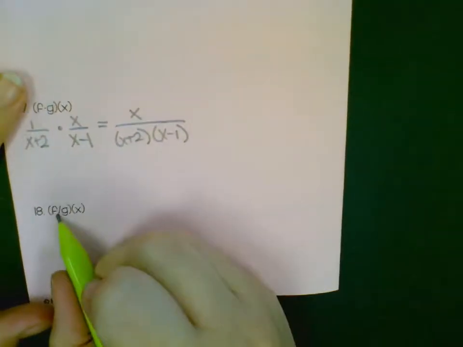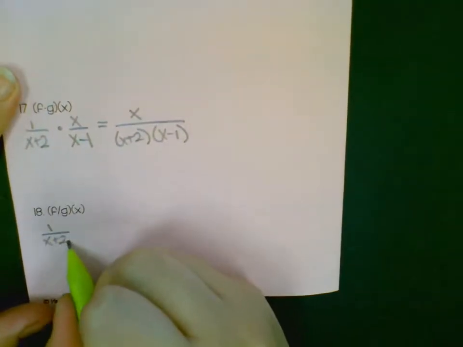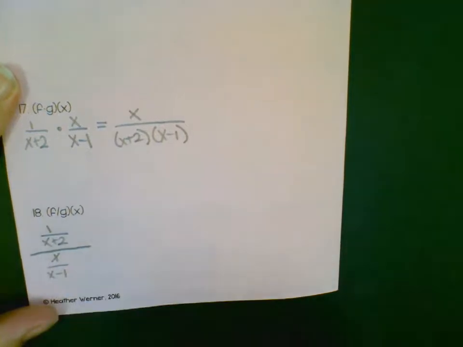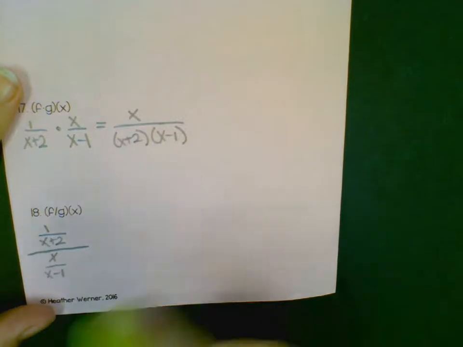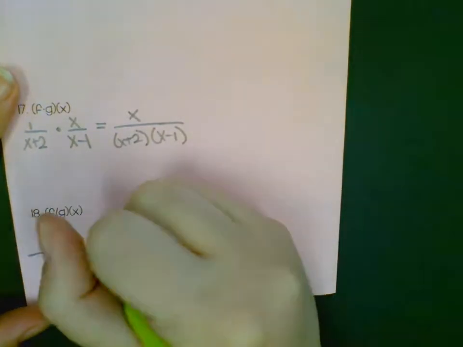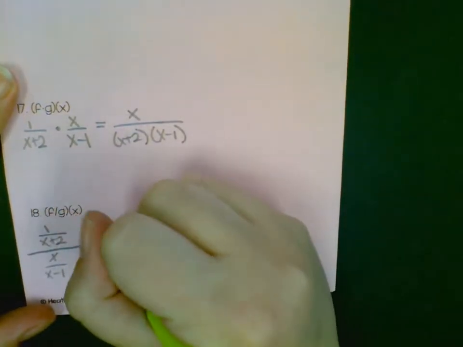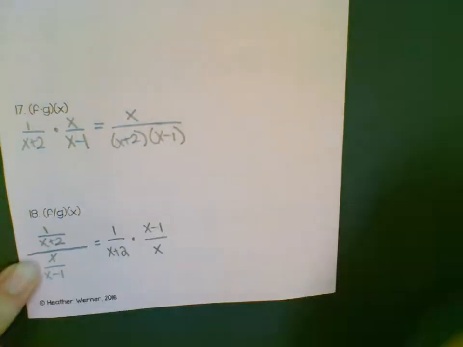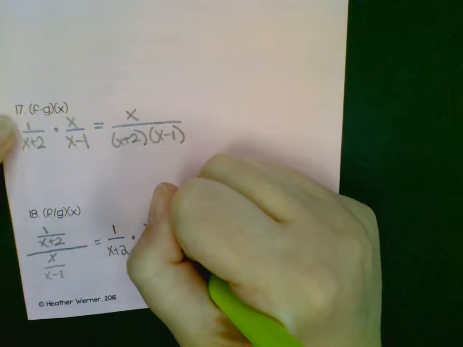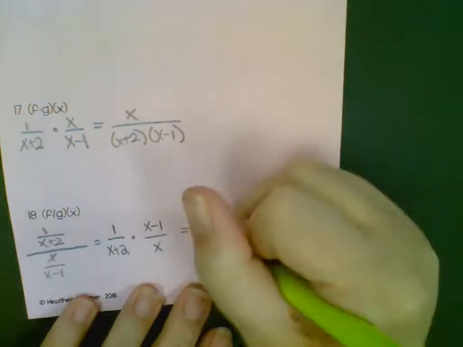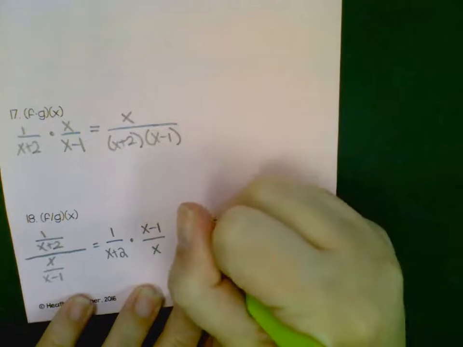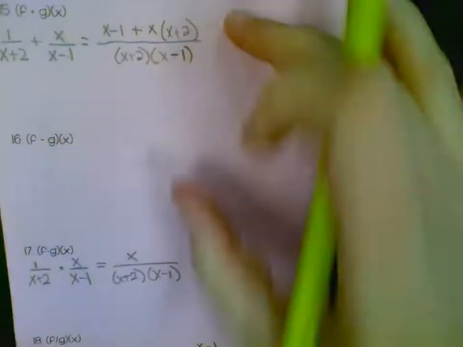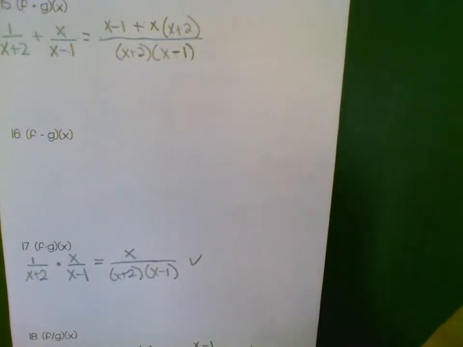18, we're dividing, so f divided by g. Oops, that's an x. So you remember what we do when we divide fractions? Flip and multiply. So the top stays the same. Then we change it to multiply, and we flip the bottom one. So we have x minus 1 over x. So now it's like multiplication, so just go straight across. So x minus 1 over x times x plus 2. And that one's done. So I want you to do those two and pause, and I will show you the answers, and then that's it.